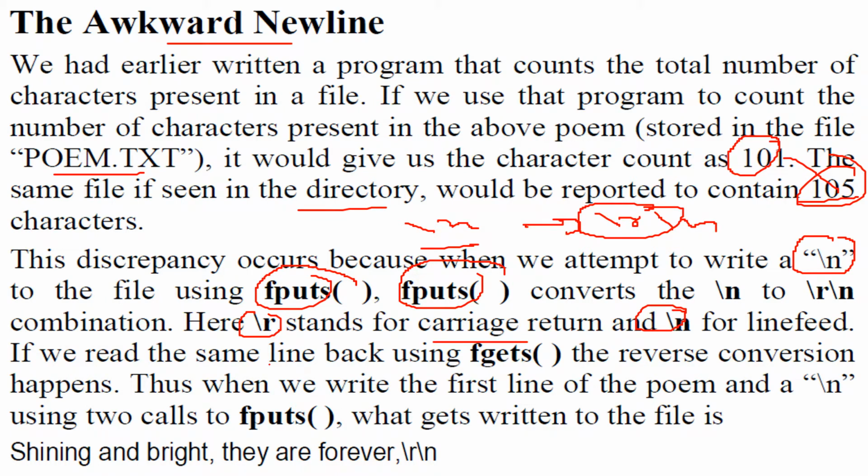So if we read back now, we have done the writing using fputs. When we use fgets, the reverse conversion happens. So when we write the first line of some file and a \n using 2 calls of fputs, we get \r\n in the place of \n.